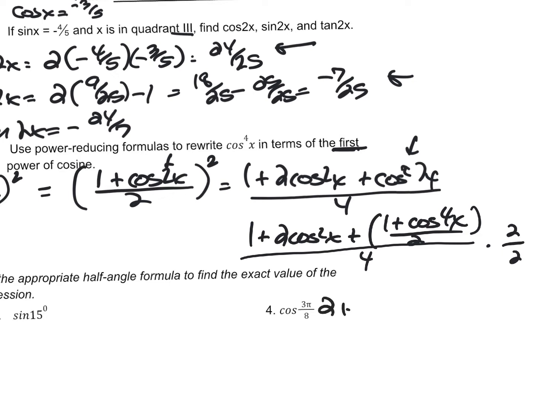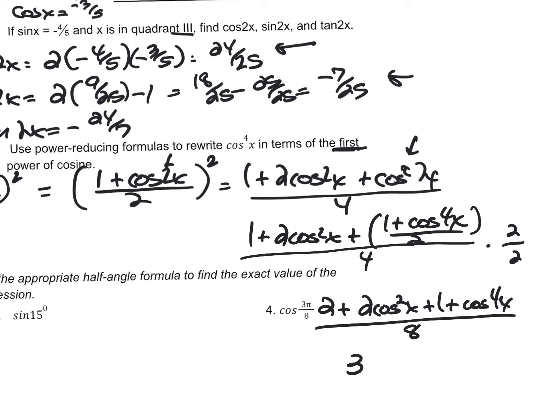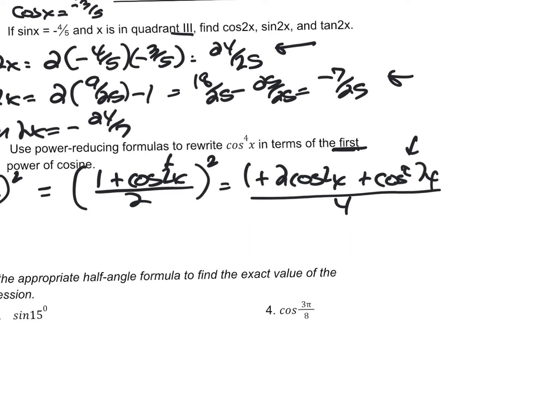So I get 2 plus 2 cosine 2x plus 1 plus cosine 4x all over 8. To finish up, I'm just going to add the 2 and the 1 in the numerator, so I get 3 plus 2 cosine 2x plus cosine 4x all over 8. That's not a square, that's a 2. And that's all you've got to do on that one. No big deal, as I say sarcastically.